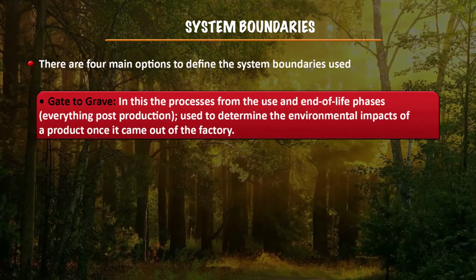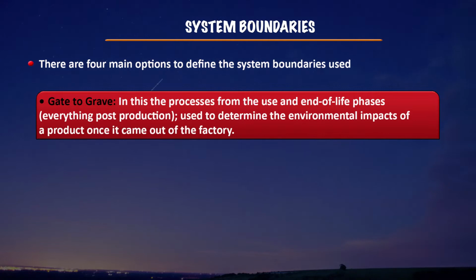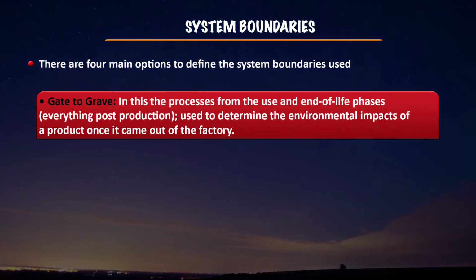And the third option is gate to grave. In this, the use and end of life phases, that means everything post production, are used to determine the environmental impacts of a product once it has come out of the factory.